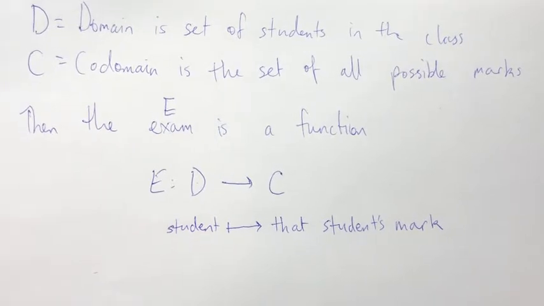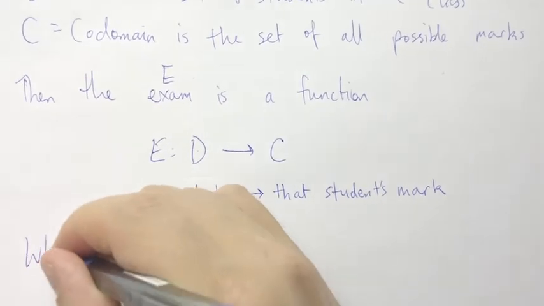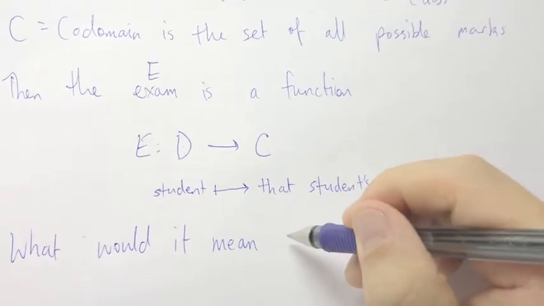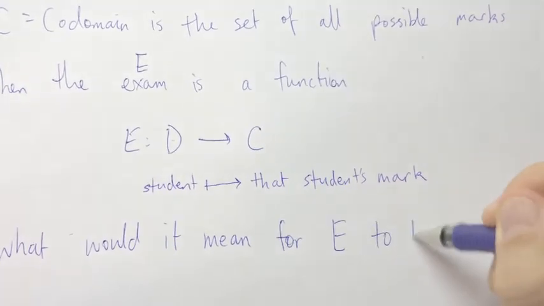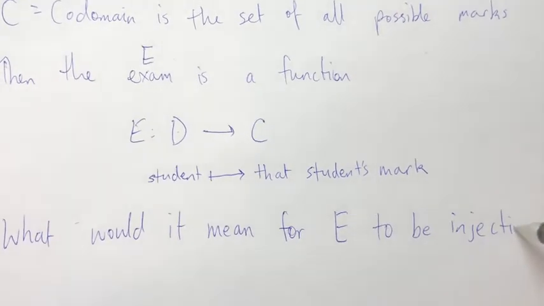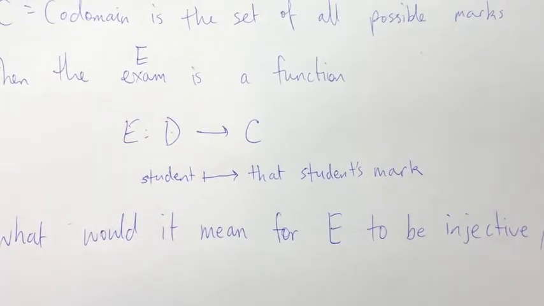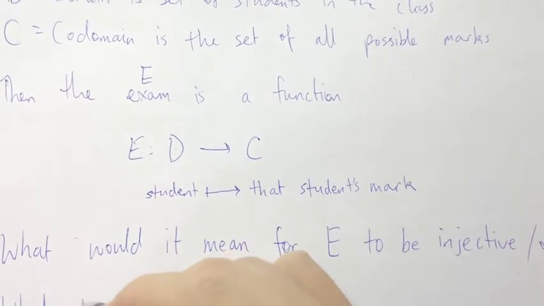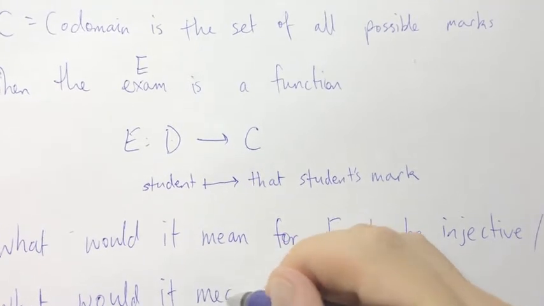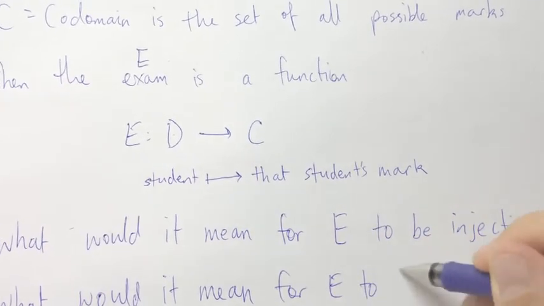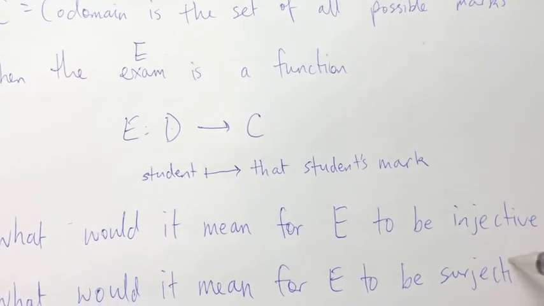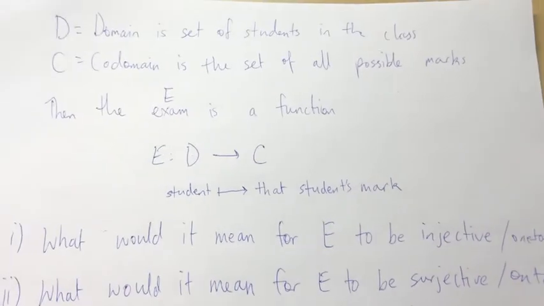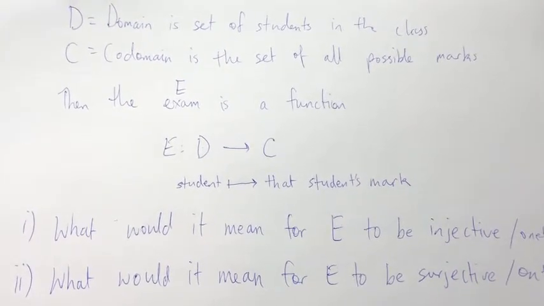Now the question is, what would it mean for E to be injective or one-to-one? And I guess to make this more complete, you could also ask, what would it mean for E to be surjective or onto? Okay, so if you want to do it, please pause it.